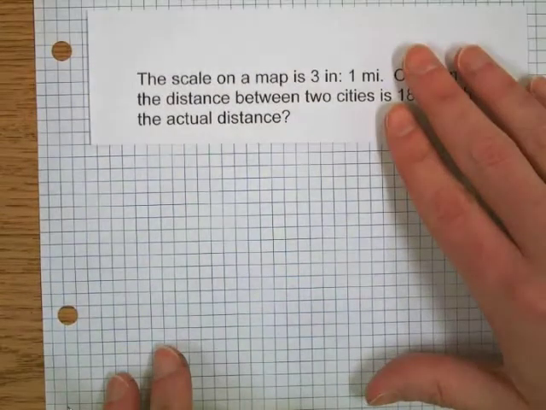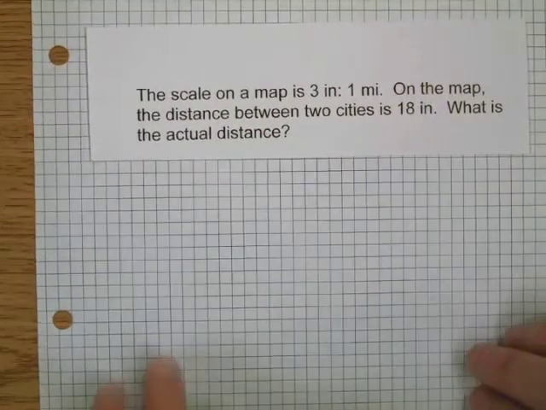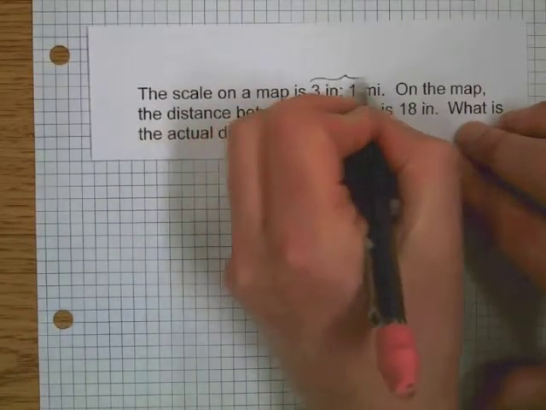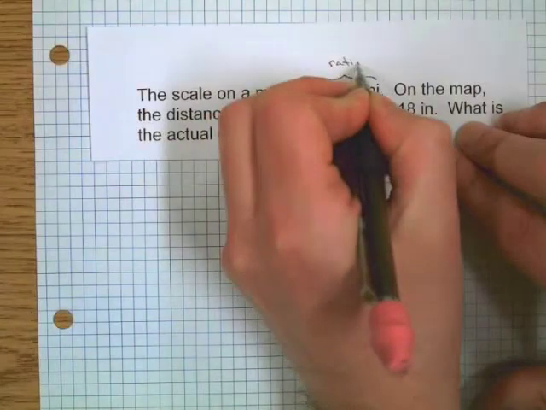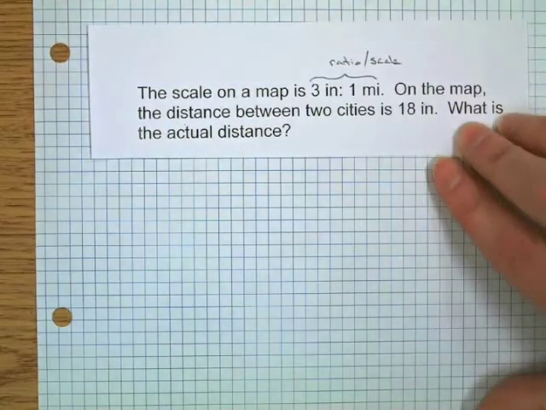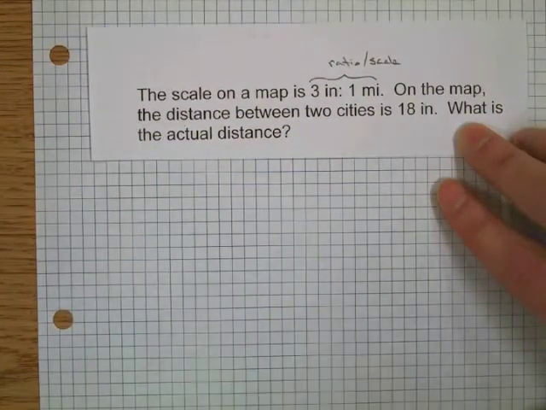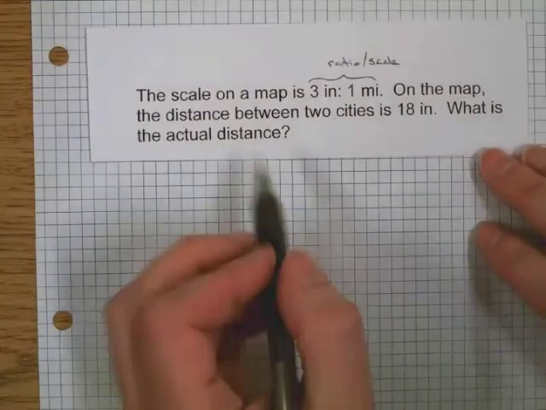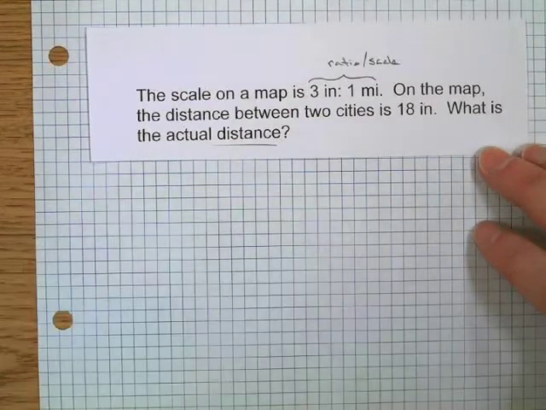Let's look at one more example here. Let's say we have a map and the scale on the map is 3 inches on the map to 1 mile in real life. So here again is our ratio. This is our scale. And we're looking for the distance between two cities again, but it could be anything. We could look for distances between mountains and rivers, between cities, between anything that's actually on that map. And we want to know, again, the actual distance, so real life.